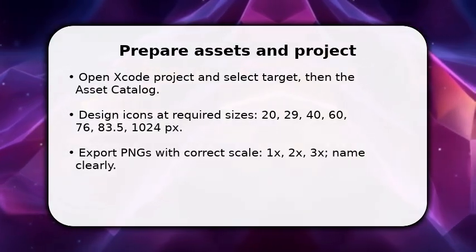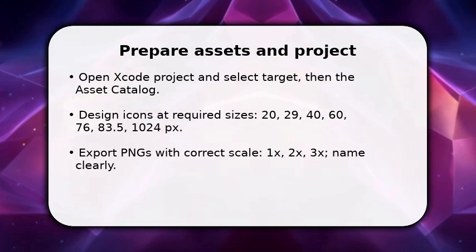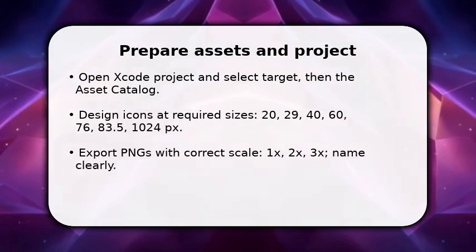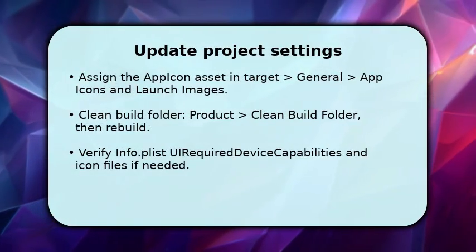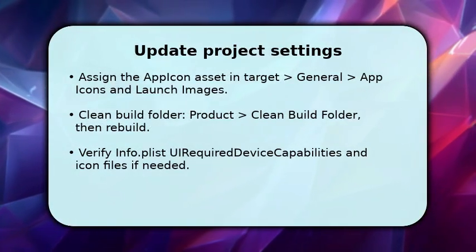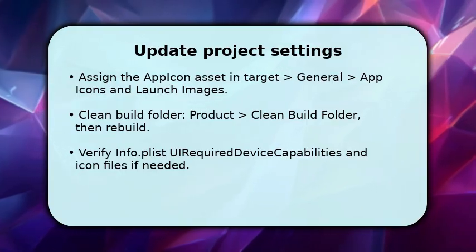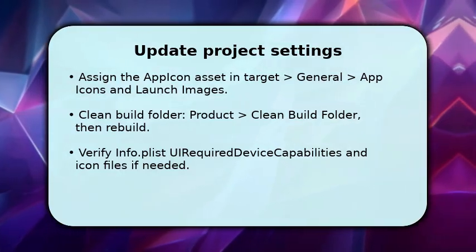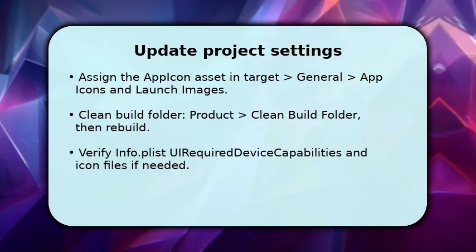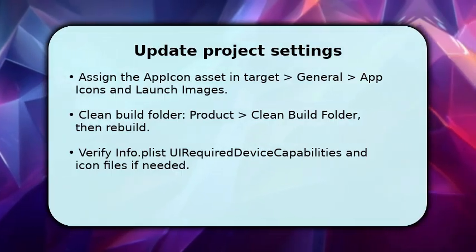Now import the files into their precise slots so Xcode recognizes each size. Once your assets are in place, update the project settings to reference the new app icon asset. You do this in the target's general pane under App Icons and Launch Images. Select the correct catalog and set the app icon name.